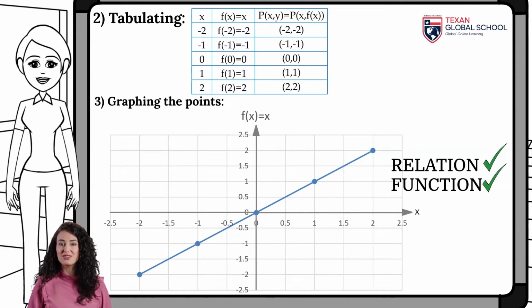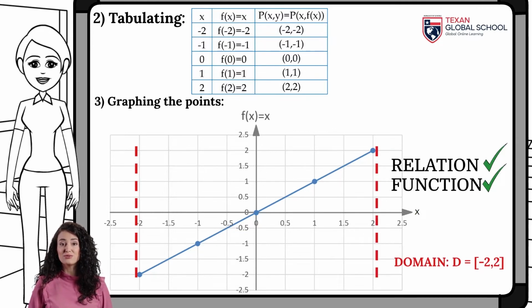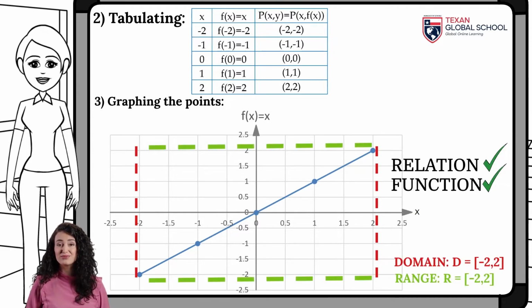It is a function, in this case a linear function, since no two distinct pairs have the same first element. The domain is formed by the first elements of the interval from -2 to 2 closed at both ends. The range in this case is exactly the same.